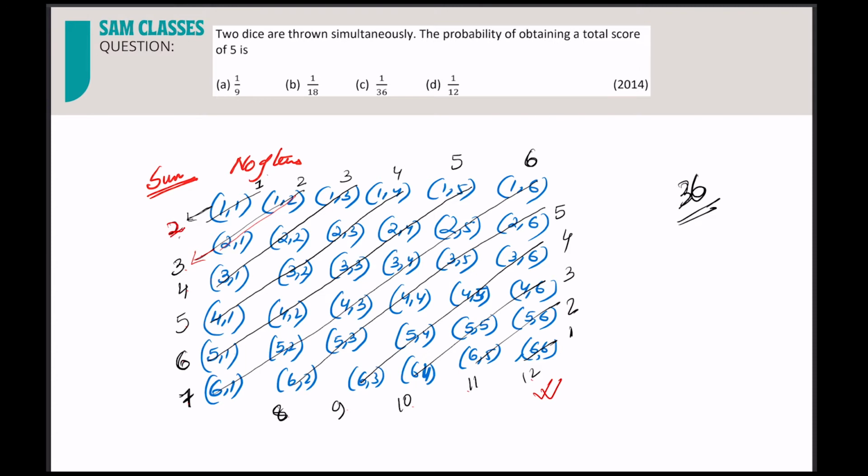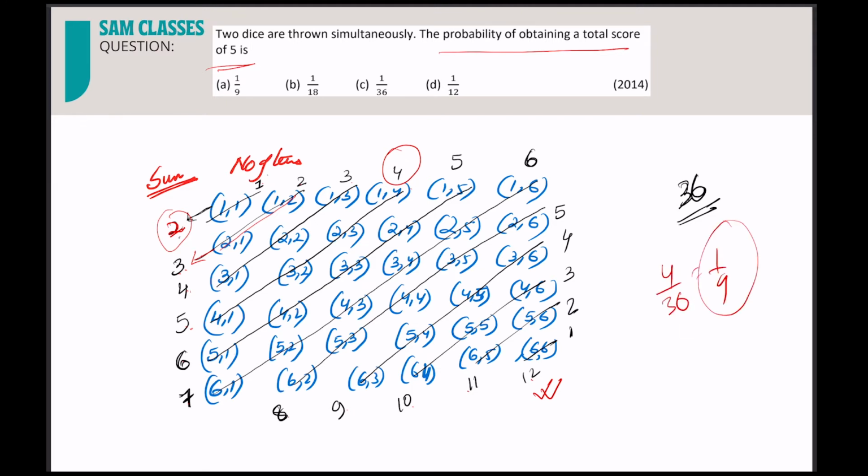The number of terms having sum 2 is 1. The number of terms having sum 3 is 2. The number of terms having sum 4 is 3. The number of terms having sum 5 is 4. So the probability of obtaining a total score of 5, if you know it, we can directly write as 4 by 36, which is equal to 1 by 9.